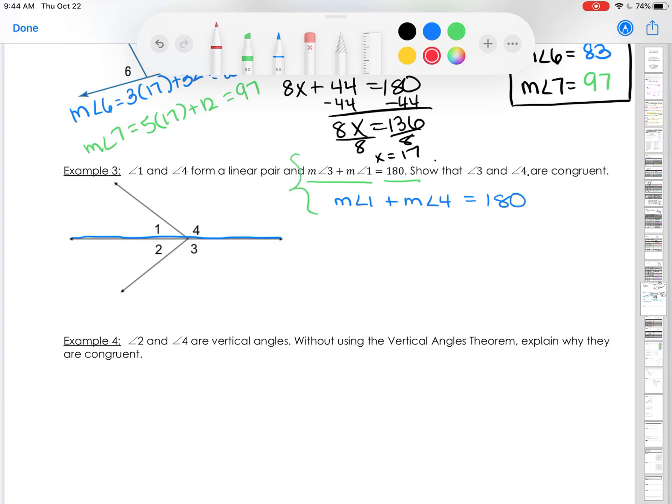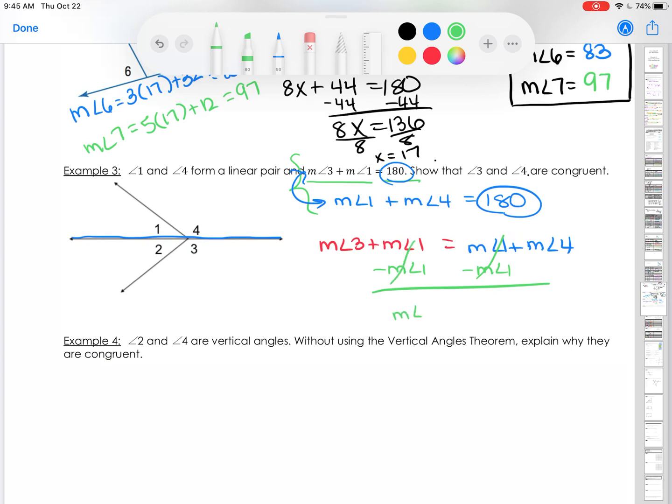Since they both equal 180, they equal each other. So I can say that the measure of angle 3 plus the measure of angle 1 is equal to the measure of angle 1 plus the measure of angle 4. So I can set these two equations equal to each other since they both equal 180. That's the transitive property. Now I'm going to subtract the measure of angle 1 from both sides. And I'm going to get that the measure of angle 3 is equal to the measure of angle 4. And if they are equal, I can say that they are congruent by the definition of congruence.